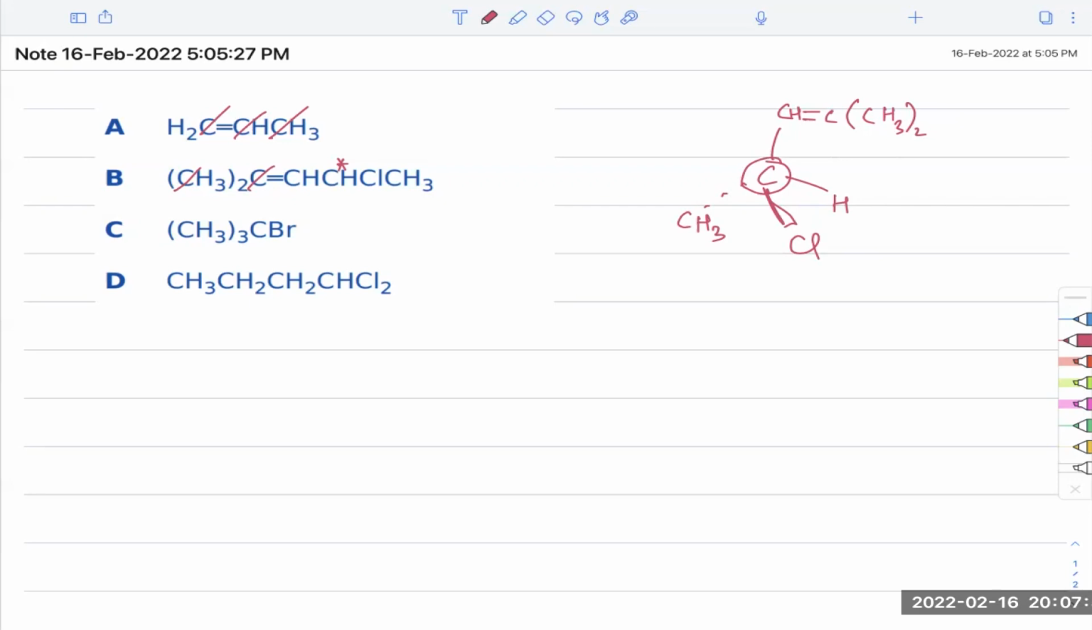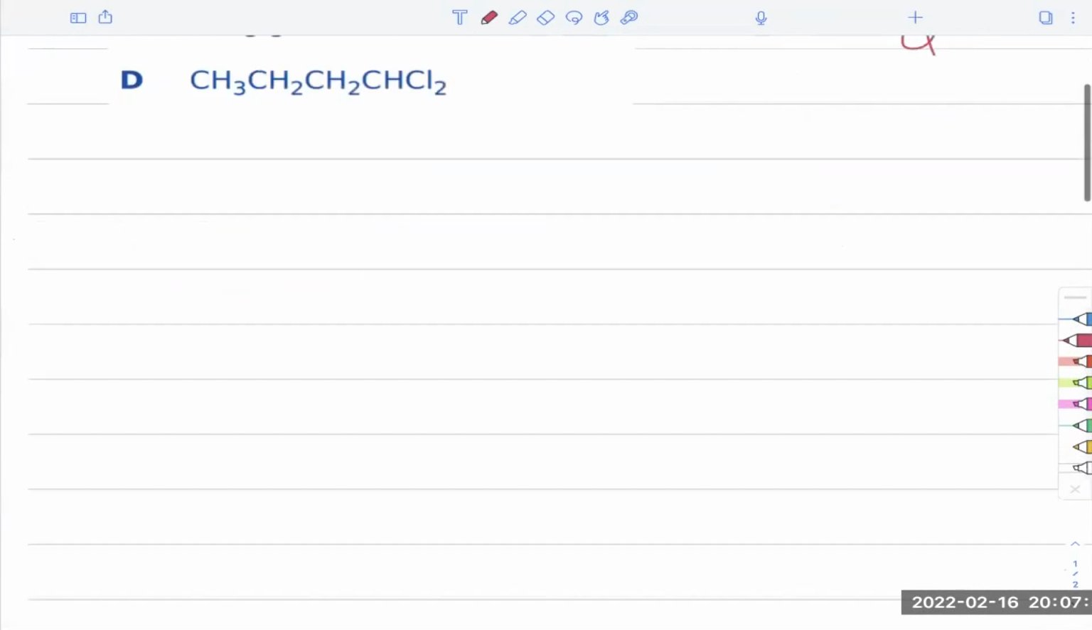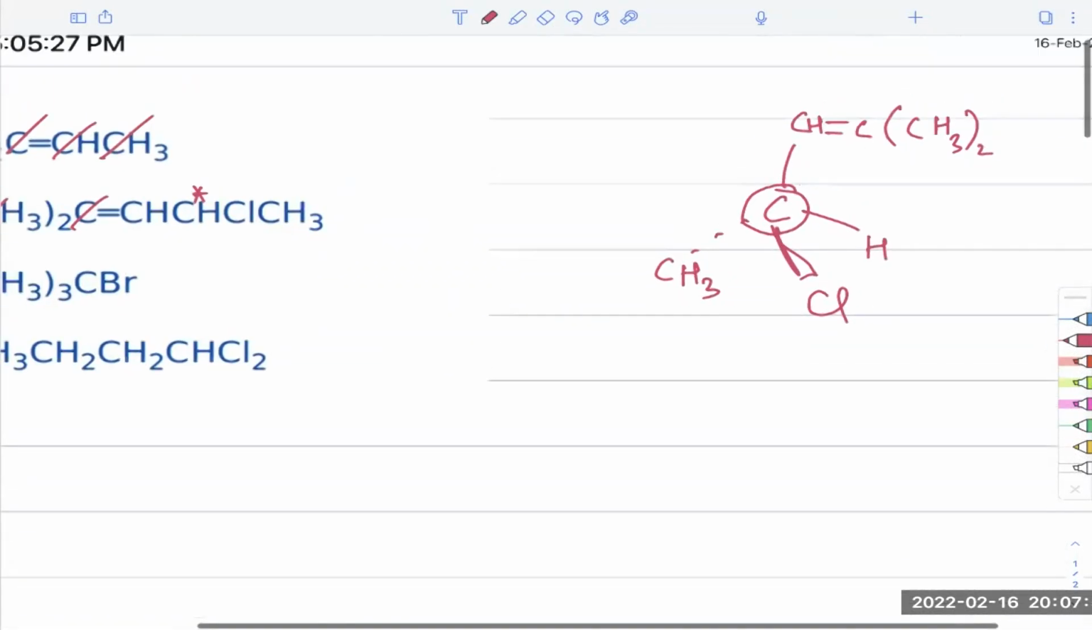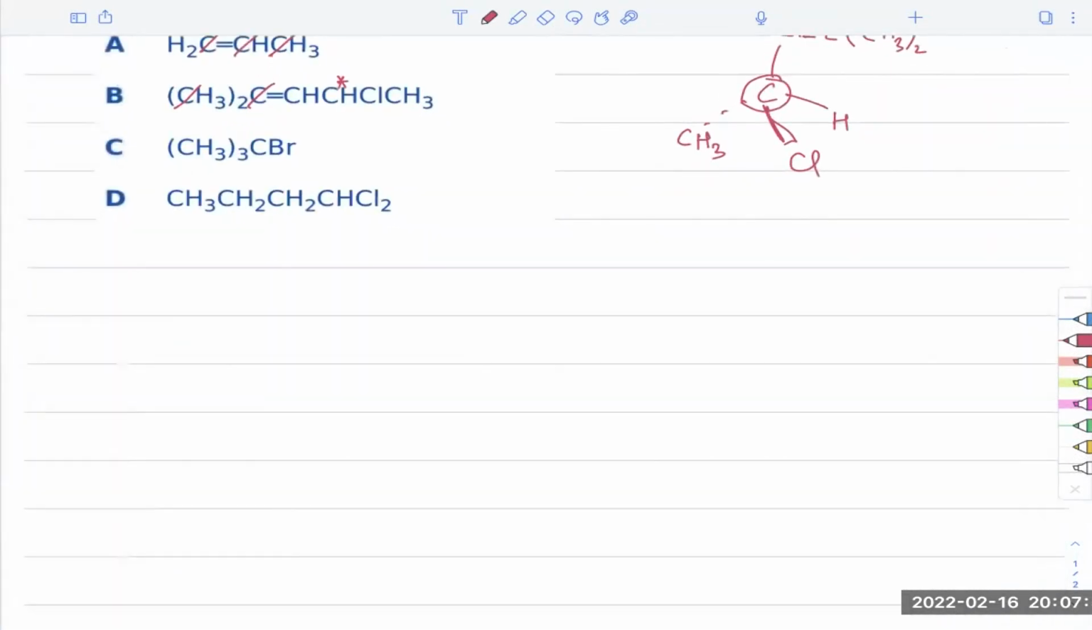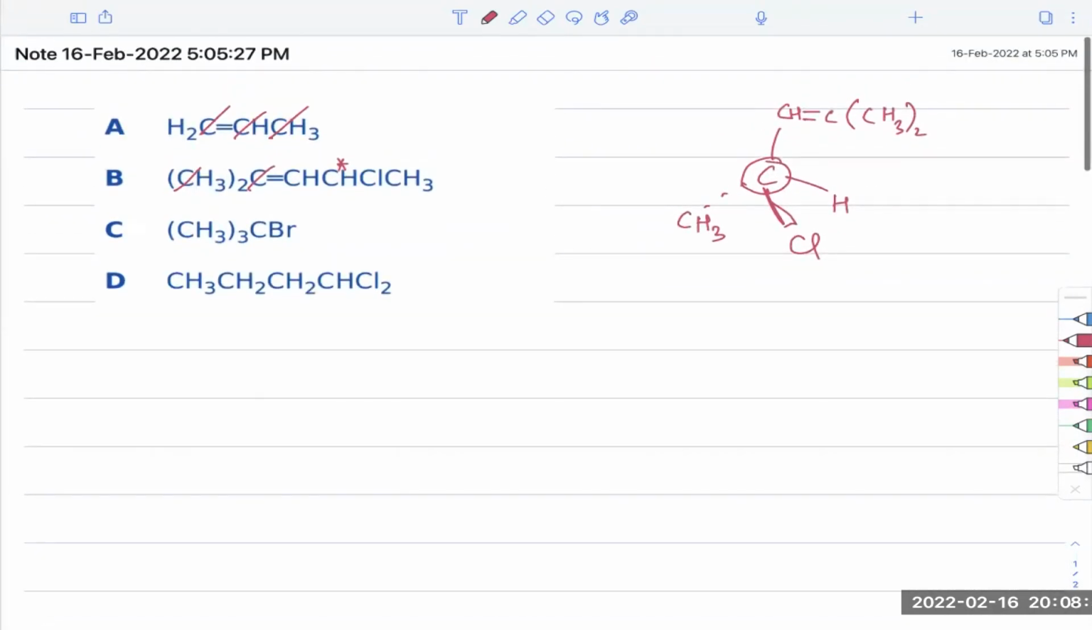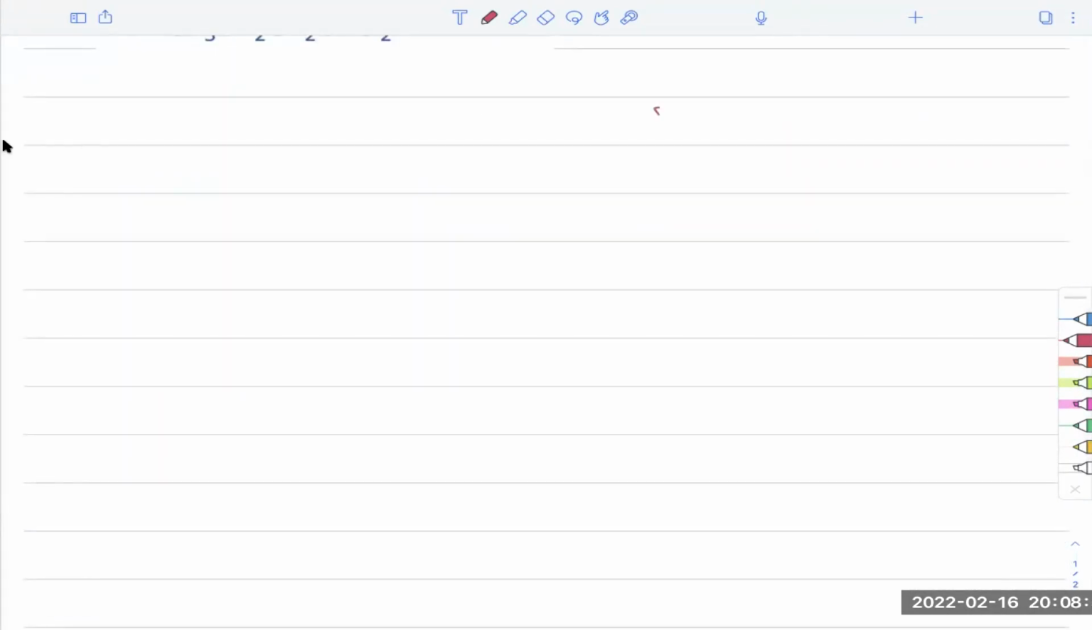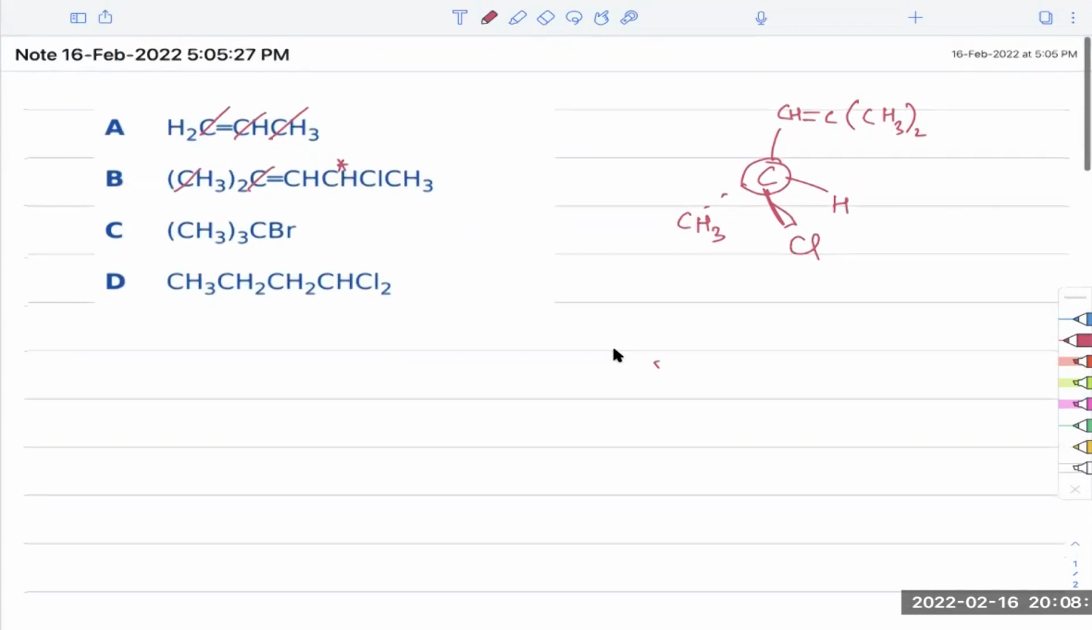Enantiomers are isomers that are mirror images of each other. Let's try to make a mirror image of this thing. How would I do that? I'll put a dotted line here. This is my mirror image, my mirror in fact. And then I'll put carbon here and just reflect everything.